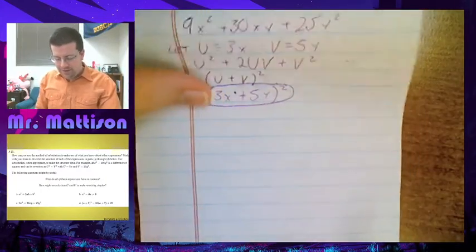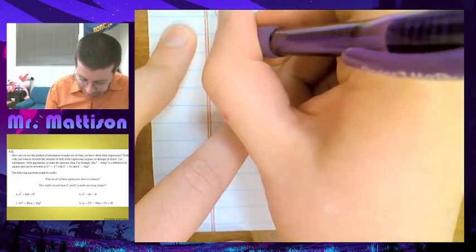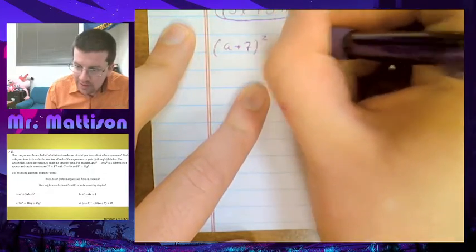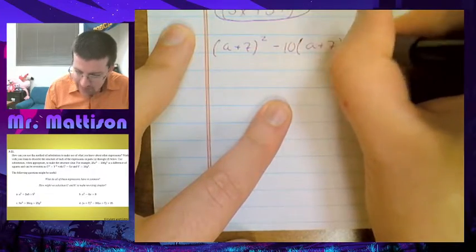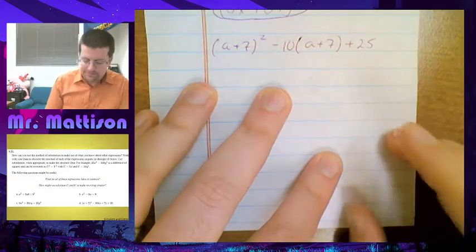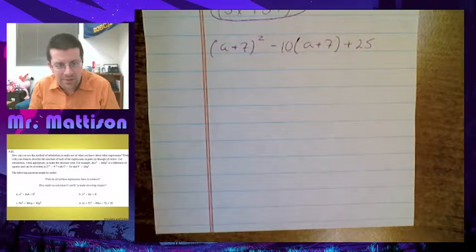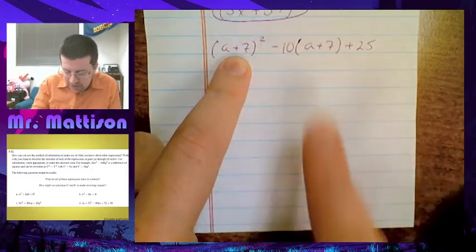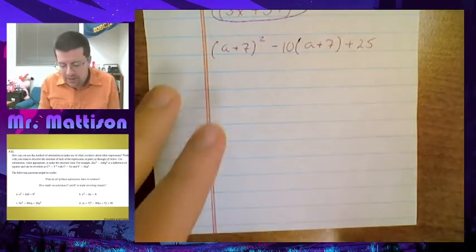All right, and now let's take a look at D. So over here we have a plus 7 squared minus 10 times a plus 7 plus 25. Okay, so this is our first kind of different use of a u substitution. This is nasty because I could say, well, I have to multiply all of that out, distribute this, combine all my like terms, and try and factor it. That'll work, but what if I do this?